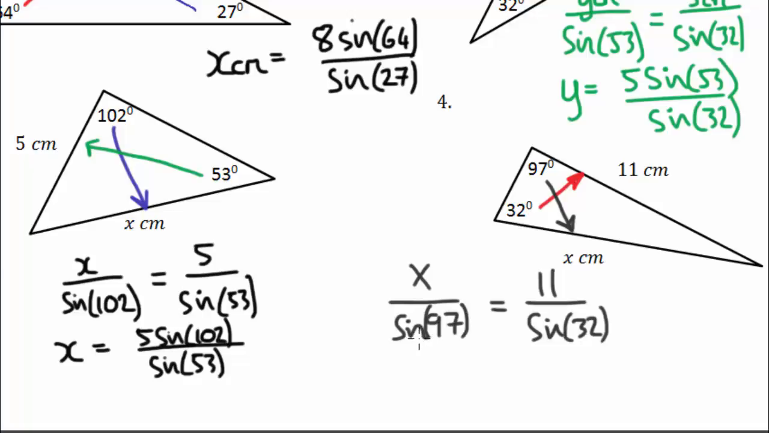Times this side by sine 97, so we have to times that side, so x equals 11 sine 97. It'll start becoming second nature doing this. Divide by sine 32. And obviously you need to put these in the calculator, but hopefully that's helped a wee bit.